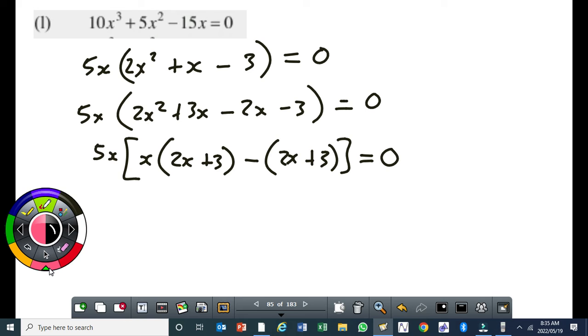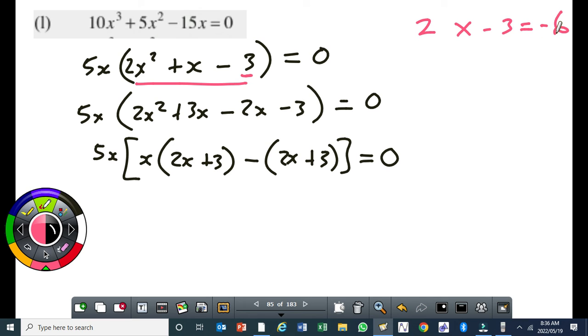Can I have your attention? If you look at that trinomial, can you pay attention? The coefficient of x squared is 2. The constant term is negative 3. If you multiply them, you get what?